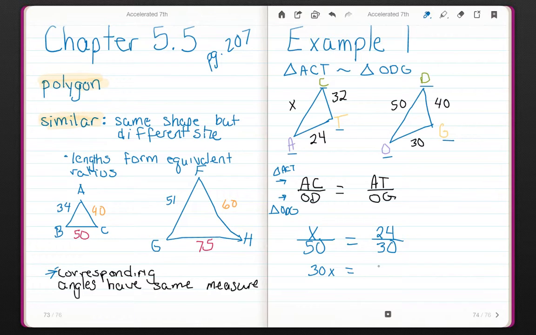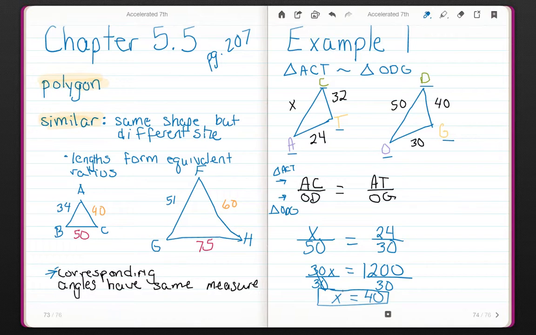What's 50 times 24? I'm not going to do that math in my head. 50 times 24 is 1200. Divide both sides by 30. And x equals 40. So the length of side AC is 40 centimeters.